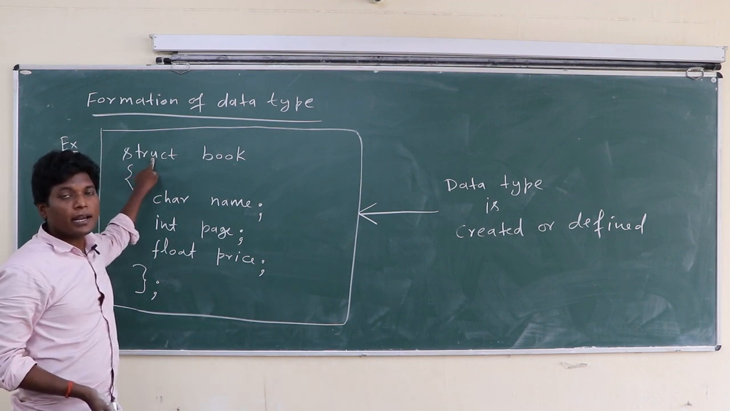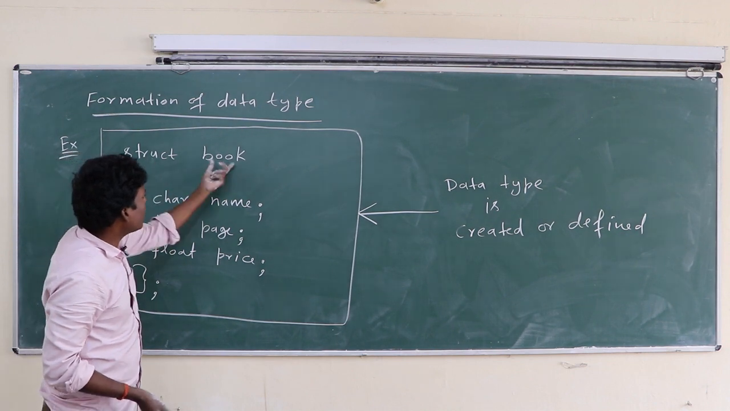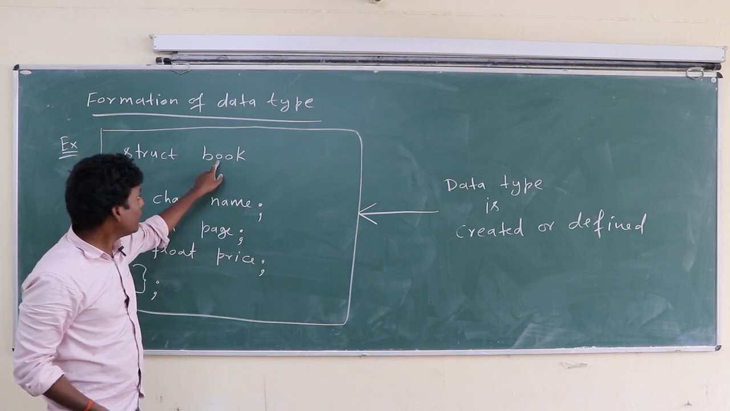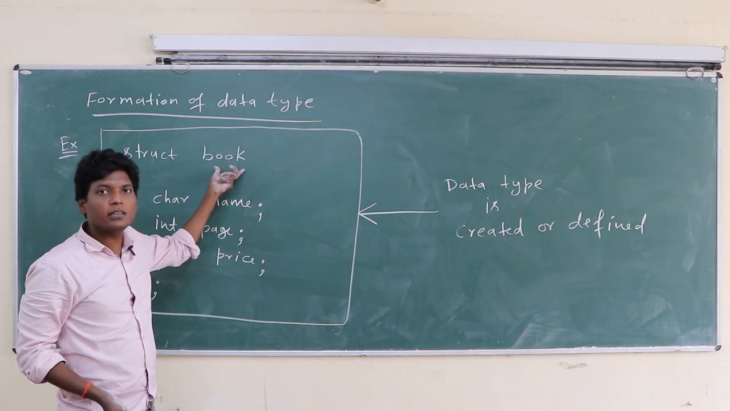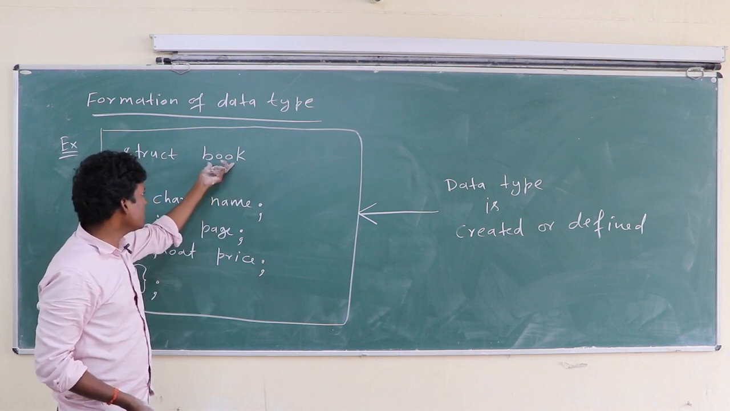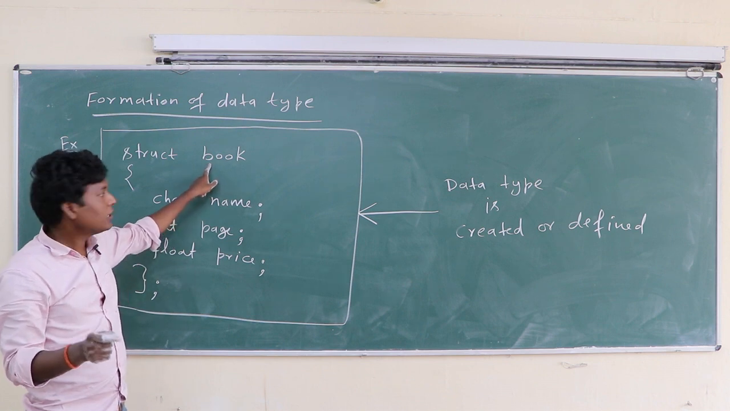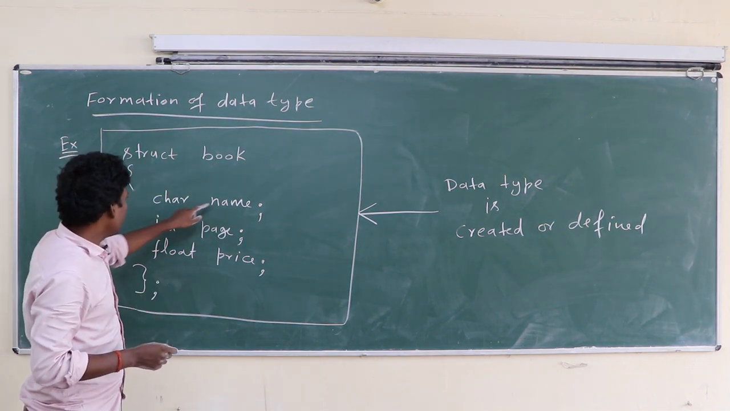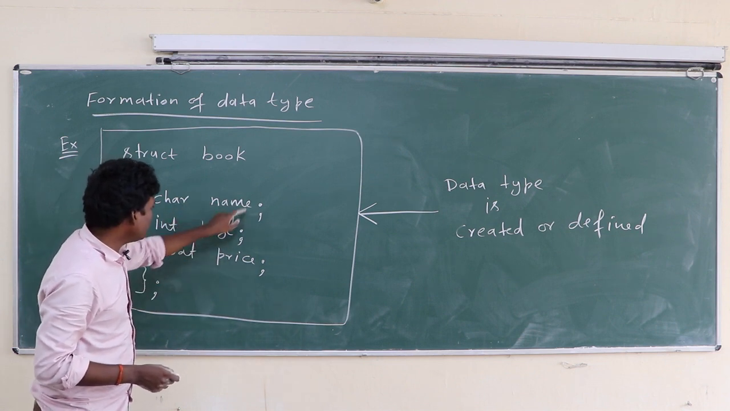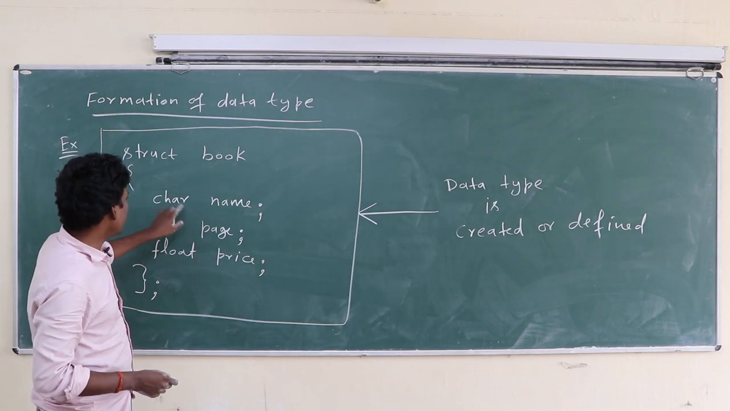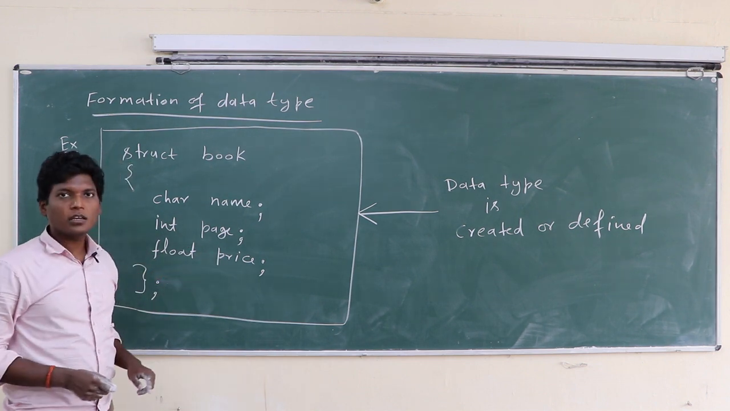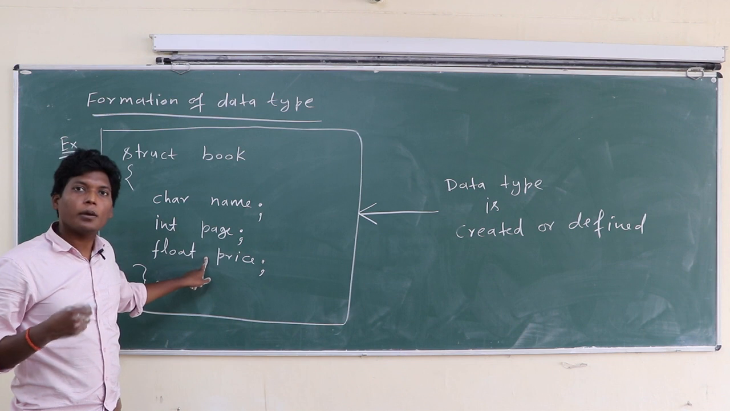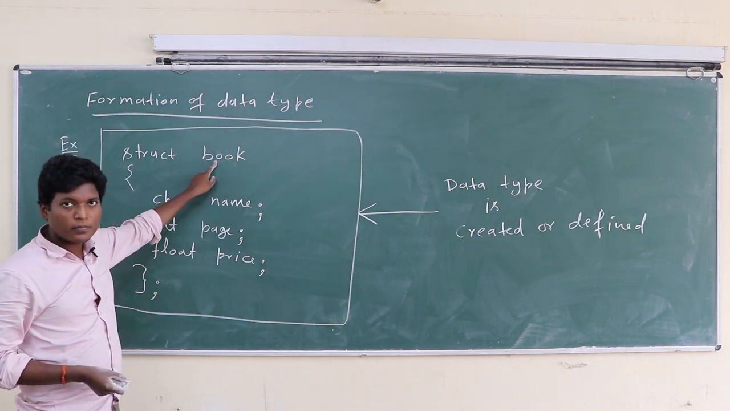Class, struct is a keyword, we cannot change it. This is fixed. This is the structure name. Book is a structure name. So here in place of book there may be employee, A, I, J, K, anything you write. Any valid name works. Book is a valid name. Struct is the structure keyword. Char name, int page, float price are statements, but here they are called structure elements, which are also called structure members. This is the structure name.